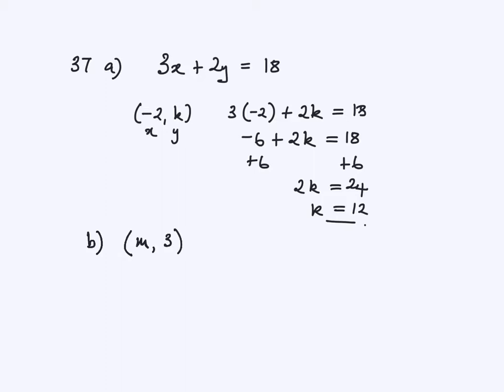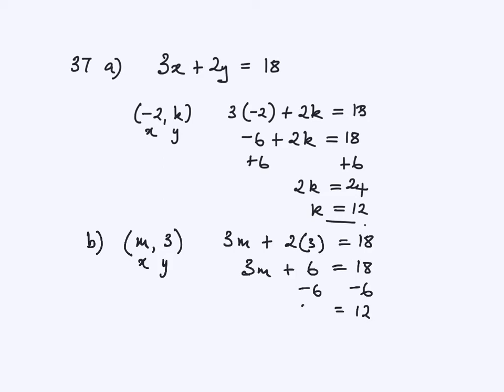We're going to do something similar on part B. The x value is m, and the y value is 3. So 3m plus 6 equals 18. Subtract 6 from both sides. 12, 3m, divide by 3, and m equals 4.